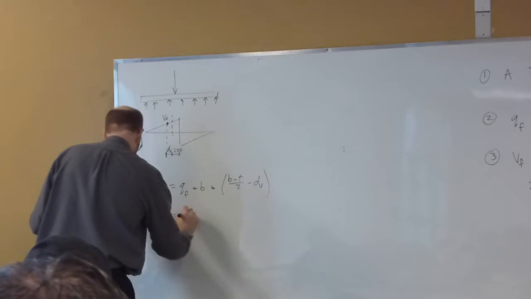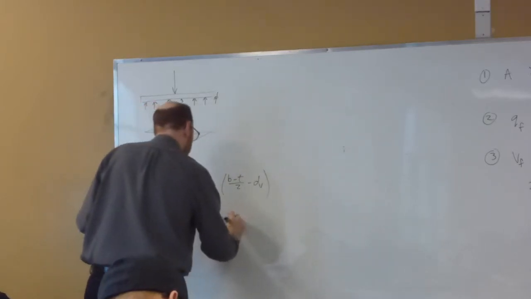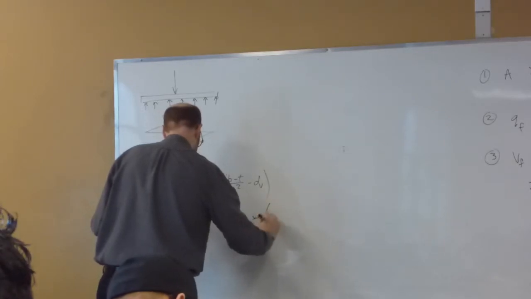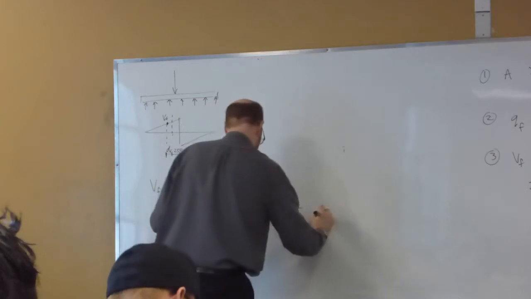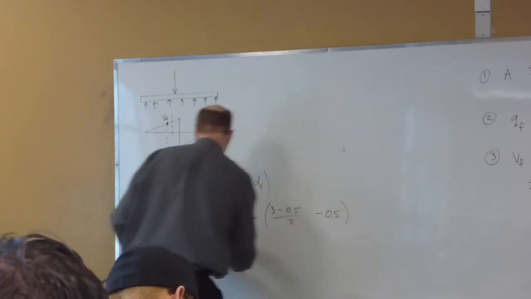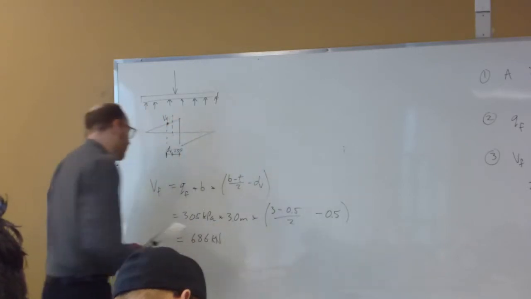So as I plug in, we had 305 kPa here. Our B value, we're using 3 meters. 3 minus 0.5 over 2, and then minus another 0.5. And we calculate here 686 kilonewtons.